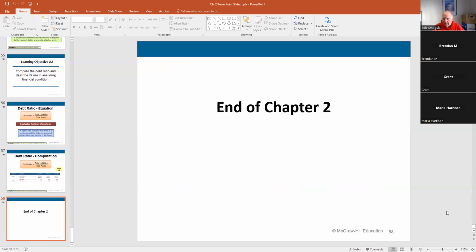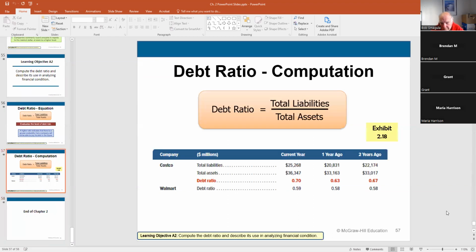Any questions, anybody? Brendan? Just to go over, the 0.70 debt ratio means that for every dollar of asset they have, 0.70 cents left over after they what? They have 70 cents of debt. Oh, they have 70 cents of debt. Okay. They have 30 cents left over. Yeah, good question.